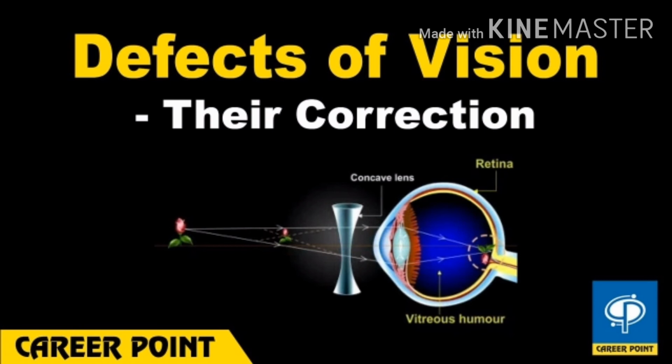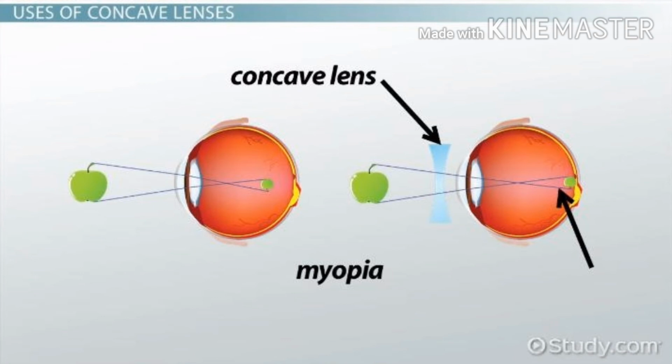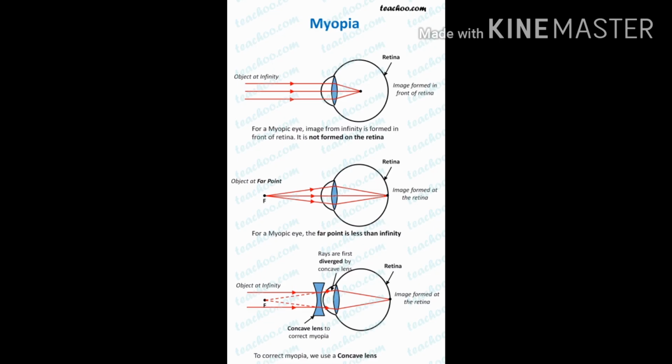So let us learn first myopia, which is also called nearsightedness. In this defect, the human eye can see nearby objects clearly, but cannot see distant objects clearly. The image of a distant object is formed in front of the retina. There are two reasons for this defect.